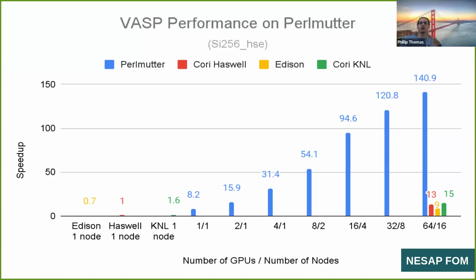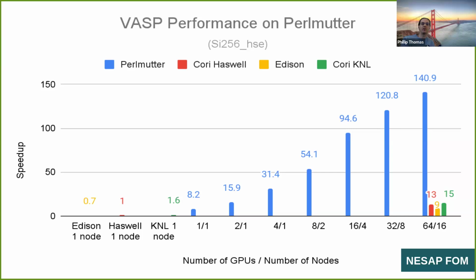In this slide, we're going to look at one particular system, Silicon 256 HSE, which is a 256 atom silicon supercell that has a vacancy. And this is an HSE hybrid functional calculation, which is one of the most important workloads available in VASP. What you can see in the graph is if you compare Perlmutter with the previous systems, Cori Haswell, we have normalized to being a 1 in terms of speed up. And the system before that, Edison, is about 70% as fast as Haswell for this particular job. And then Cori KNL is 1.6 times as fast.